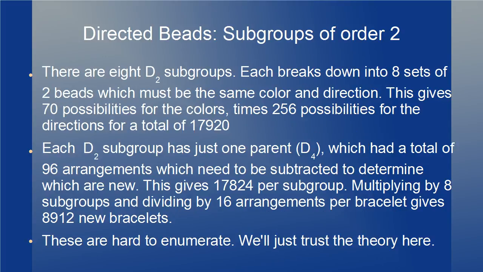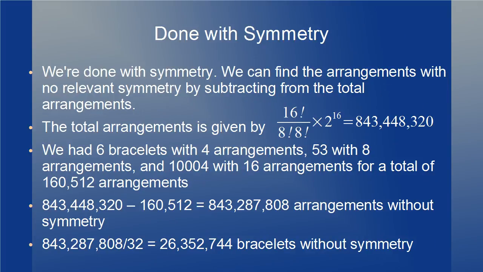Finally, D2 also breaks down into 8 sets of 2, also 70 times 256 arrangements, but this time just one parent subgroup contributing 96 older arrangements, so we've got 17,824 new arrangements per subgroup. Multiply by 8 subgroups and divide by 16 arrangements per bracelet in this row, and there are 8912 new bracelets. Trust the theory. Now we're in the home stretch.